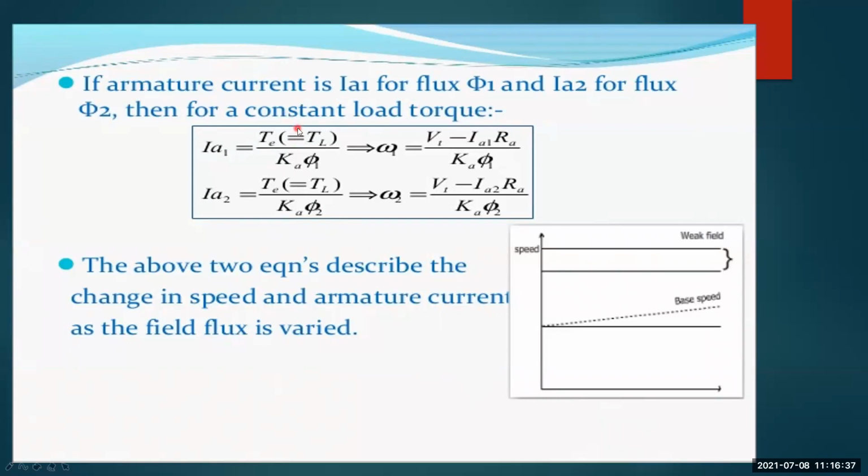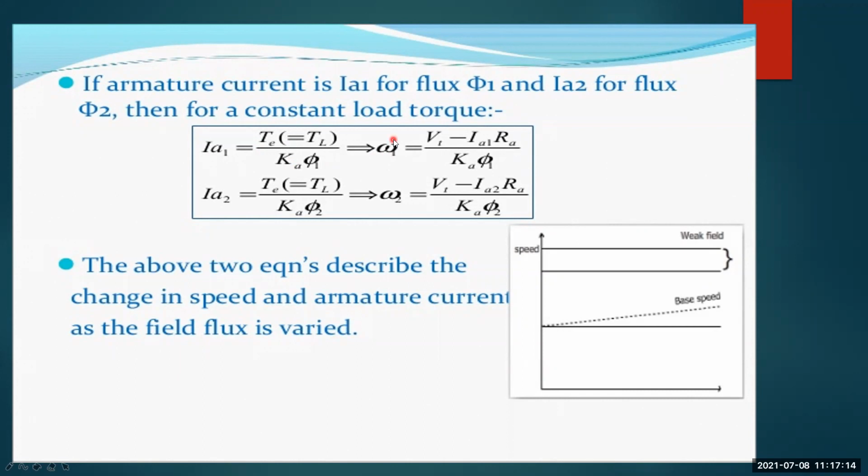Okay, then for constant load torque, there is one relation: torque T is equal to K into φ into IA. Okay, this is the relation. From this relation, what is the current IA? IA is equal to torque divided by K into φ. So from this we can easily say that IA1 is equal to torque divided by K into φ1.